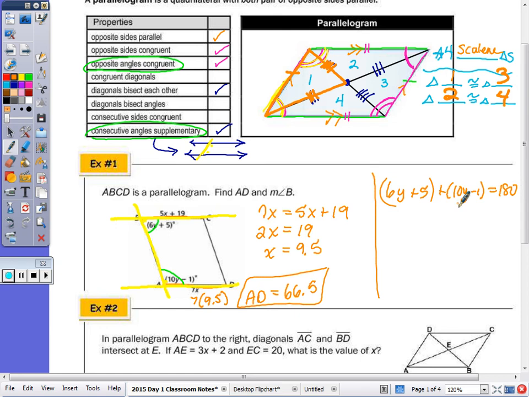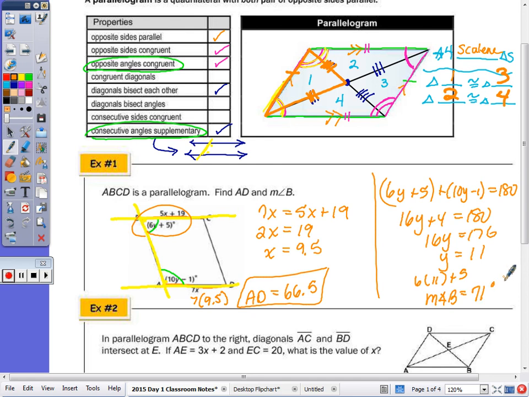So then 6y plus 10y is 16y plus 4 is equal to 180. Subtract the 4, 16y equals 176. Divide 176 by 16 and y is 11. To find the measure of angle B, which is right here, 6 times 11 plus 5, the measure of angle B is 71 degrees.